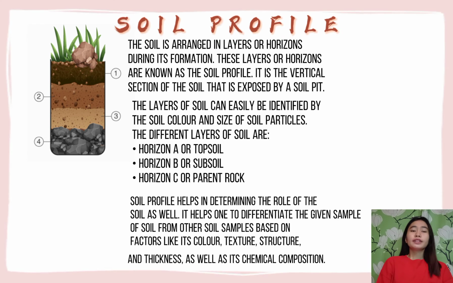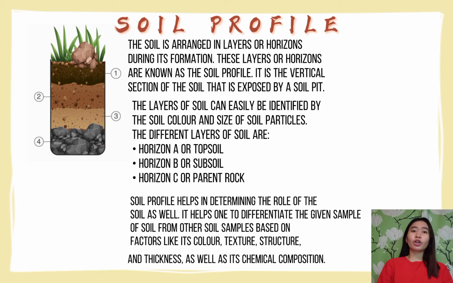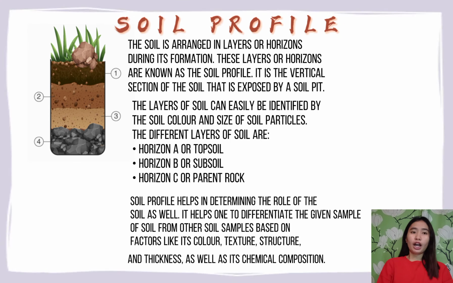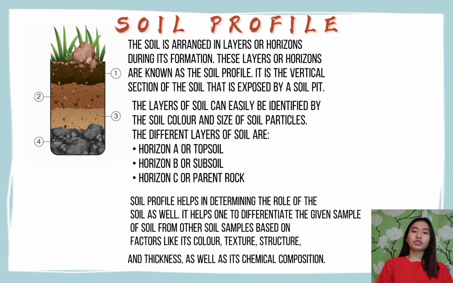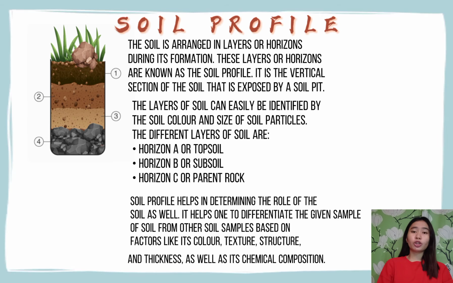Soil profile. The soil is arranged in layers or horizons during its formation. These layers or horizons are known as the soil profile. It is the vertical section of the soil that is exposed by a soil pit. The layers of soil can easily be identified by the soil color and size of soil particles. The different layers of the soils are Horizon A or topsoil, Horizon B or subsoil, and Horizon C or parent rock. Soil profile helps in determining the role of the soil as well.